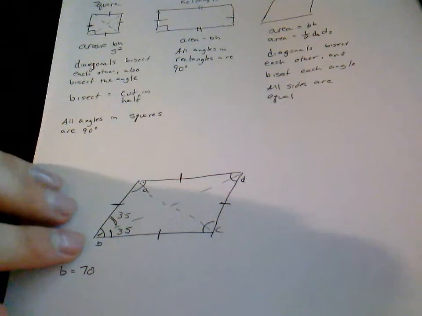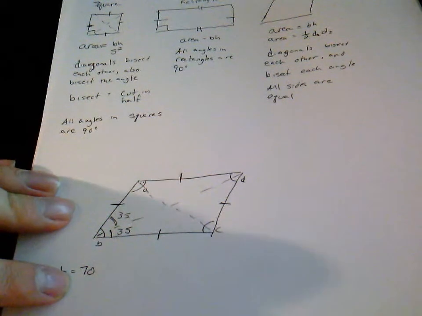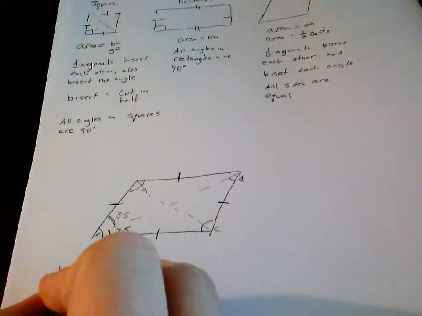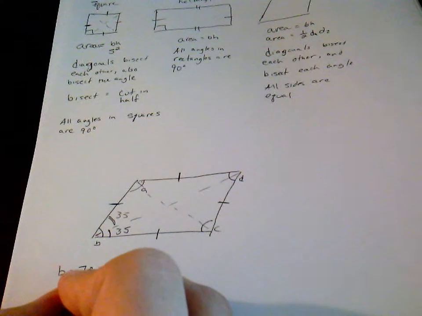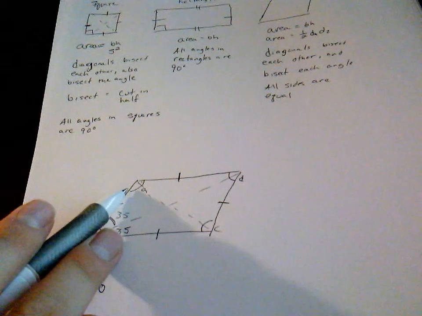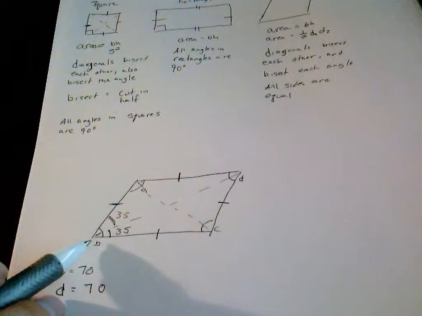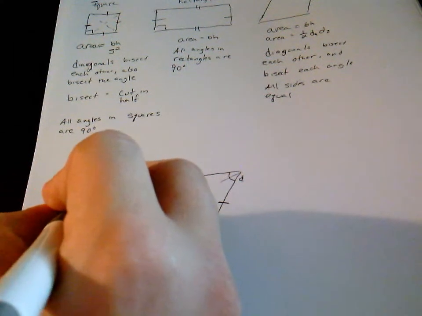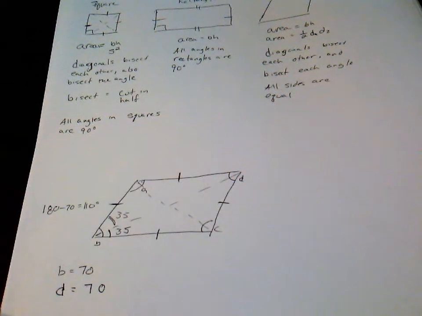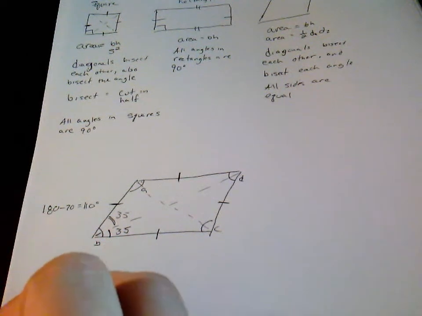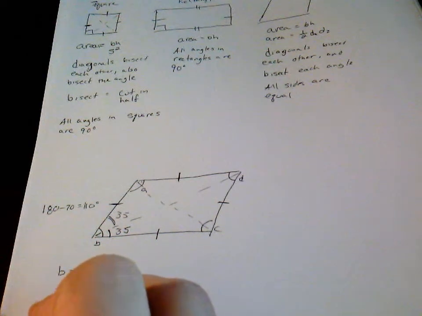So, you figured out that B was 70 degrees. That means D, since it's a parallelogram, still, it's a special type, it's still a parallelogram, is also going to be 70 degrees. To figure out A, it's still a parallelogram, same side angles add up to 180, so if you take 180 minus 70, you get 110 as your answer. So that means A equals 110 degrees, and C equals 110 degrees.